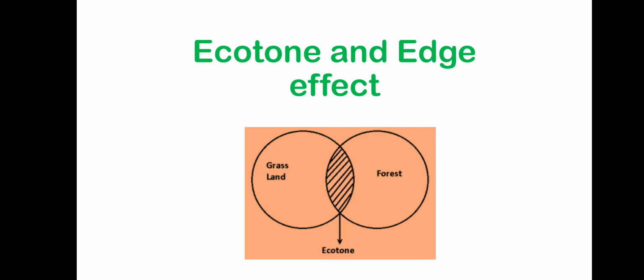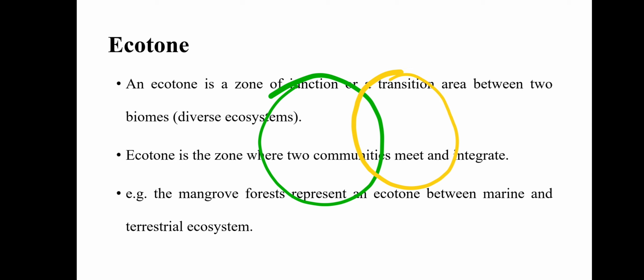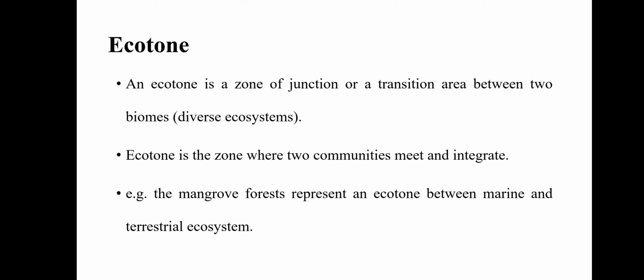So let's start. First of all, what is ecotone? An ecotone is a zone of junction or transition area between two biomes or diverse ecosystems. Suppose it is an ecosystem and it is another ecosystem, and this area is the ecotone. Suppose it is ecosystem A, it is ecosystem B, and this area represents the ecotone. Then the ecotone is the zone where two communities meet and integrate.